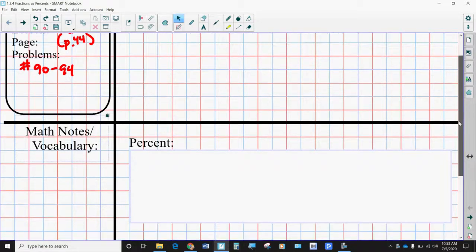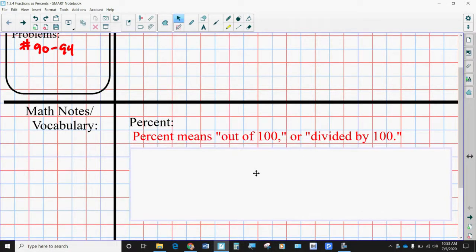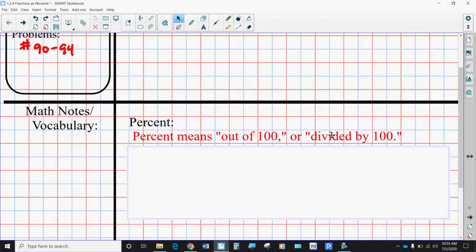Before we get into that, let's take a look at the definition of a percent. Percent literally means out of 100 or divided by 100. So if it's out of 100, you think of a fraction where you've got 100 in the denominator. Remember, the fraction bar also means divided by, so that fits with this part of the definition. So if you think of it as divided by 100, hopefully you'll remember that you need to get that 100 in the denominator.